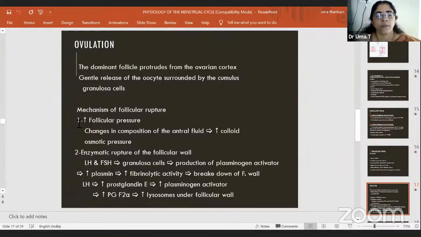Or the LH may be producing an increase of prostaglandin E, which again causes an increase in the plasminogen activator, and it increases PGF2 alpha and also makes an increase in the lysosomes under the follicular wall, thereby causing a rupture in the follicular wall. Am I clear?